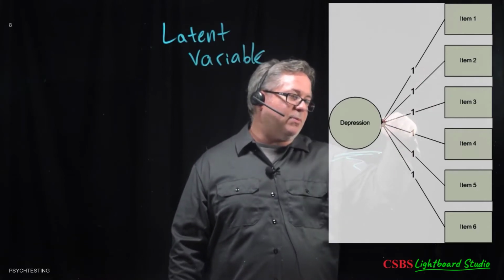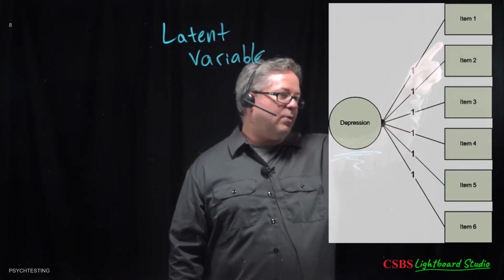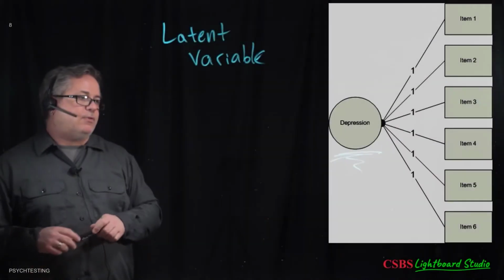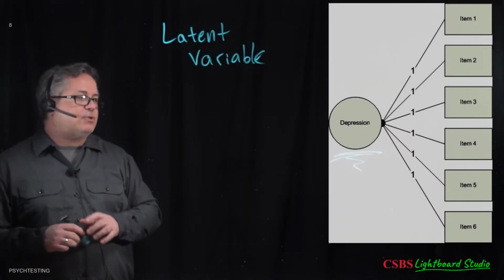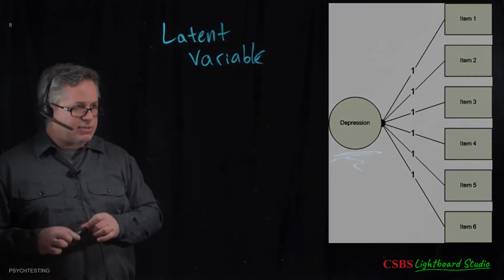If this is a latent variable, depression, what do you think these are called? So if the circle there is a latent variable, what would the squares be? What would you call the squares?